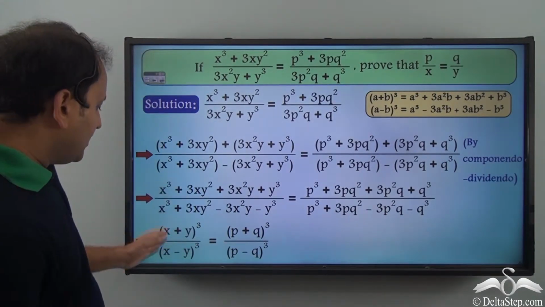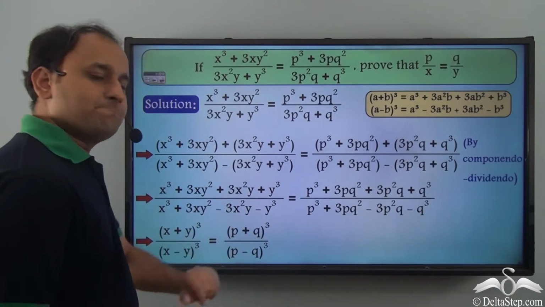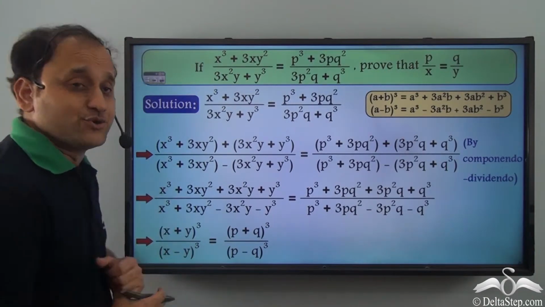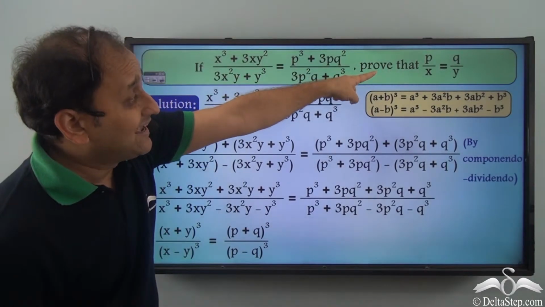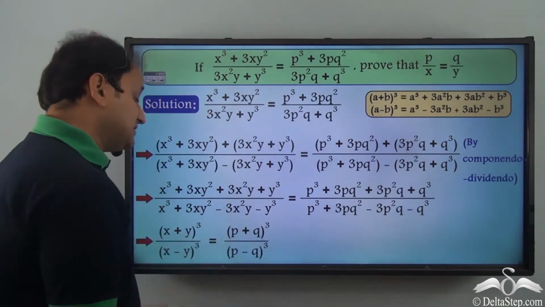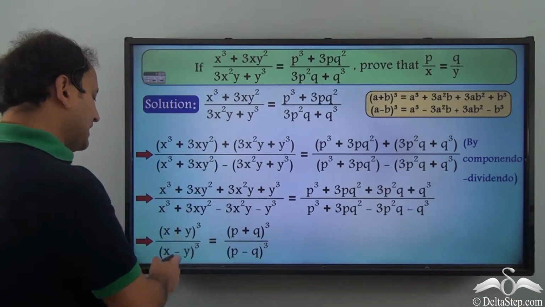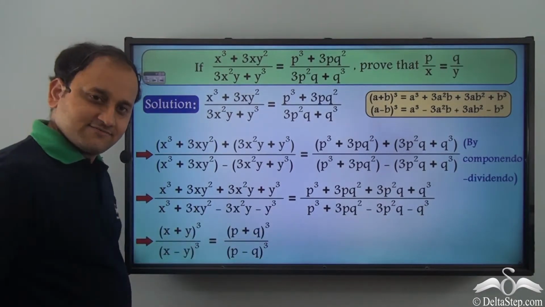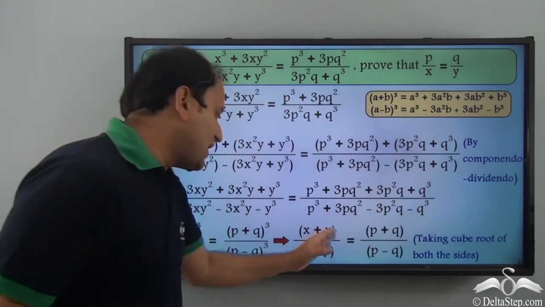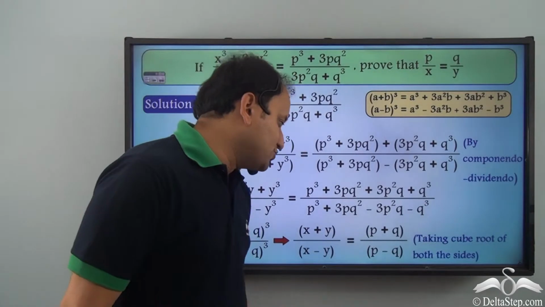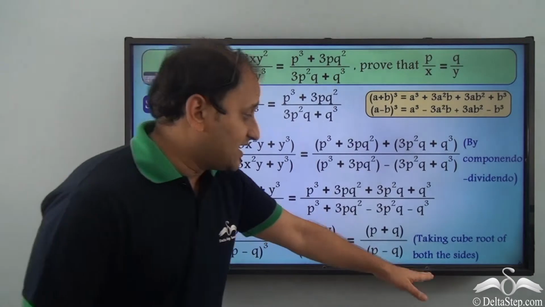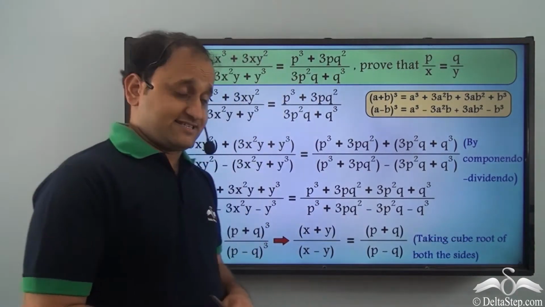Now if we remove the cube from both the sides, how do we do it? And why do we need to do it? Because we need to simplify it in that form. So we definitely need to remove these cubes. So we will apply cube root on both the sides. If we apply cube root on both the sides, then we will get x plus y by x minus y is equal to p plus q by p minus q. So we have taken cube root of both the sides.